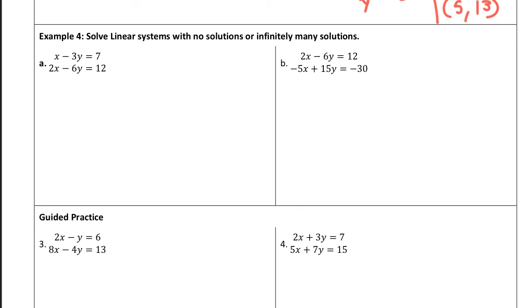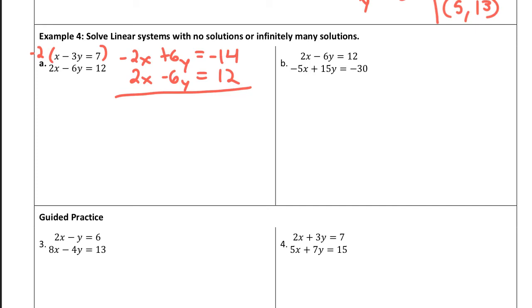So to get either x or y to match up, I'm just going to get x's to match up here in the first one. I'm going to multiply the top by -2. So the top becomes -2x plus 6y equals -14. And then the bottom becomes 2x minus 6y equals 12. It stays the same. So the interesting thing I think that happens here is -2x plus 2x is 0. 6y plus -6y is also 0.